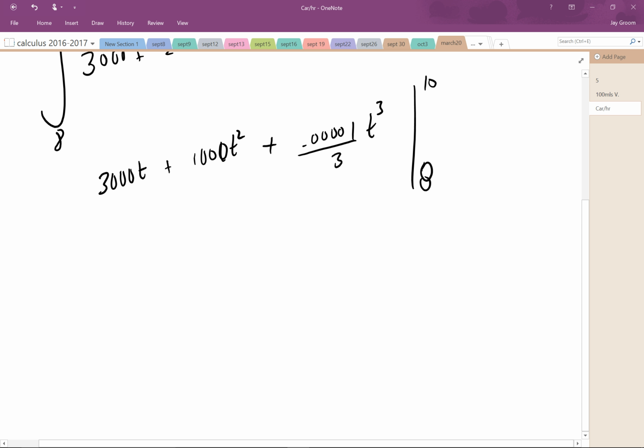Nice. So what does it come out to be? Remember, this is a rate of flow in cars per hour.